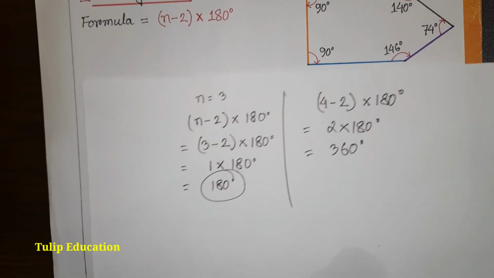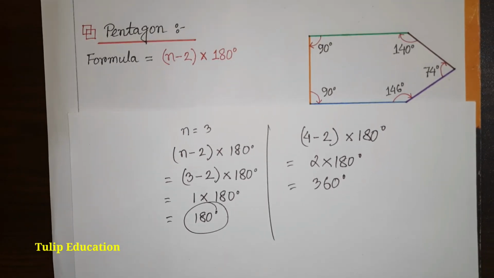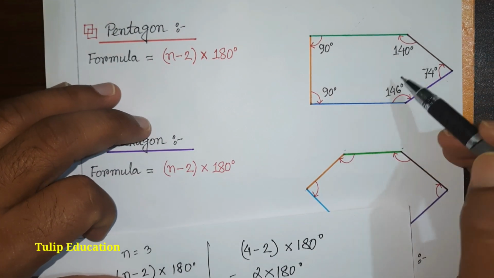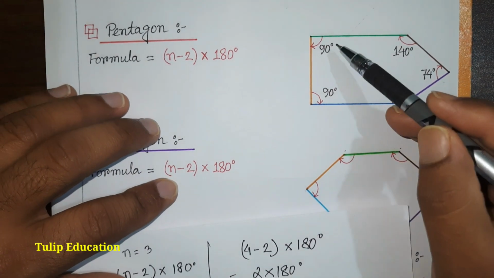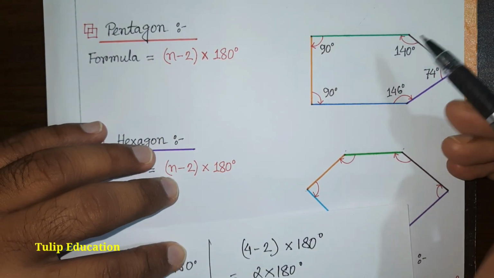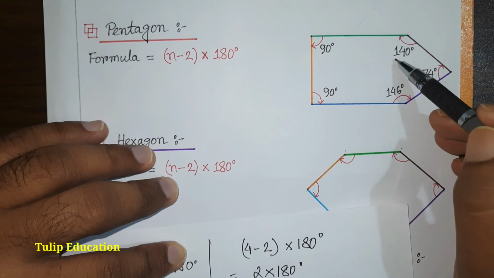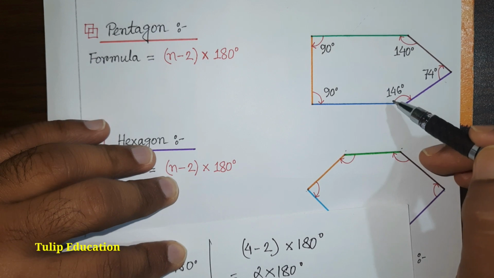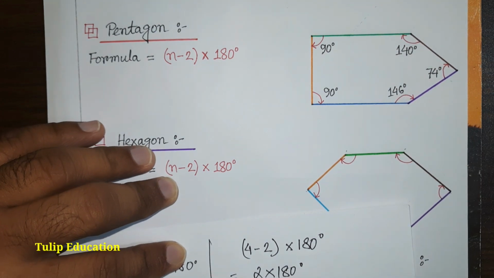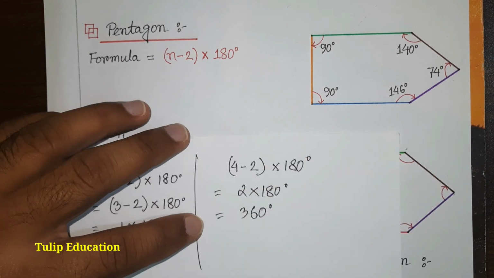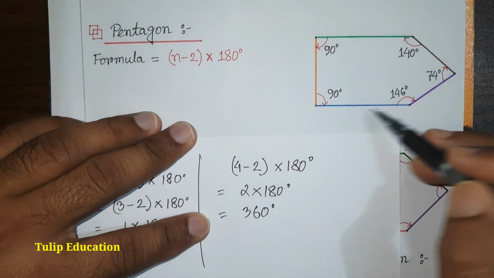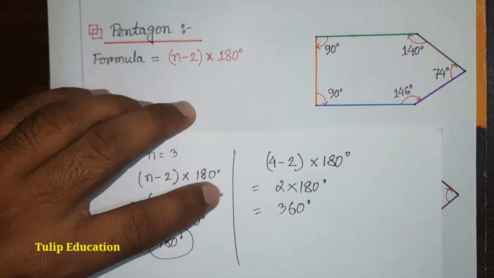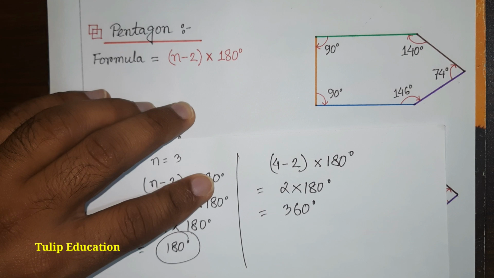Then we will discuss about pentagon, which is a 5-sided polygon. I have measured the 5 angles here. I get 2 angles are 90 degrees and 90 degrees, and other 3 angles are 140 degrees, one is 74 degrees, and another one is 146 degrees. And if we add all 5 angles, we will get 540 degrees. But how does this come?